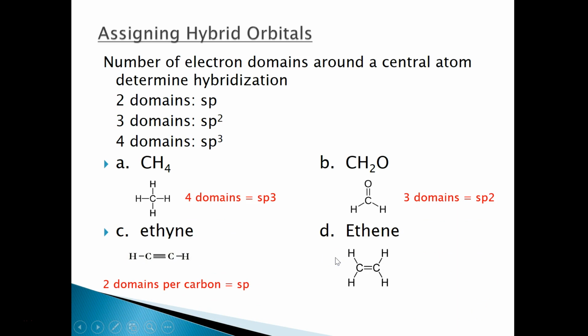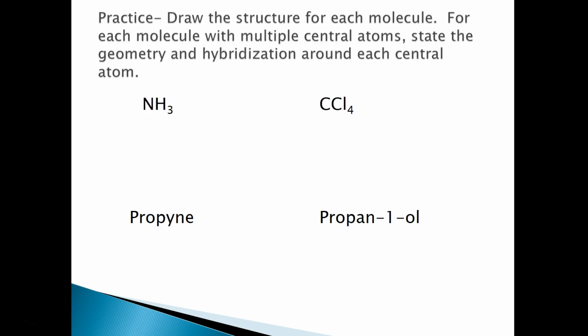Okay, and then finally for ethene, there's also 2 carbon atoms. We see that each carbon atom has 3 electron domains, so each one will have sp2 hybridization. All right, so take a moment to practice this. Now what I want you to do is pause the video and draw the structure for each molecule. And then for each molecule, for each central atom, state the geometry and the hybridization around each central atom. So take a minute, pause the video, and do that. And then we'll come back and go over each one.